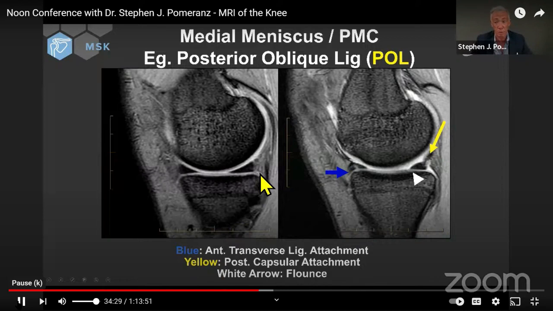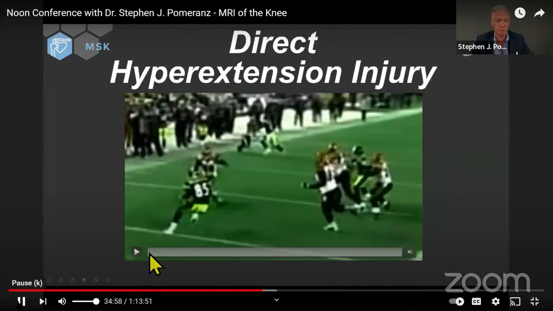And the other one, which is more important or as important, is the posterior oblique ligament of the knee, or POL. There are three components to this ligament, which we'll discuss in the more advanced knee lecture, which I hope to give you later on, perhaps early next year. And here is this little nubbin of hypointensity where the POL attaches to and anchors the posteromedial meniscus reflection. So there are posteromedial meniscocapsular attachments that we have to pay attention to.